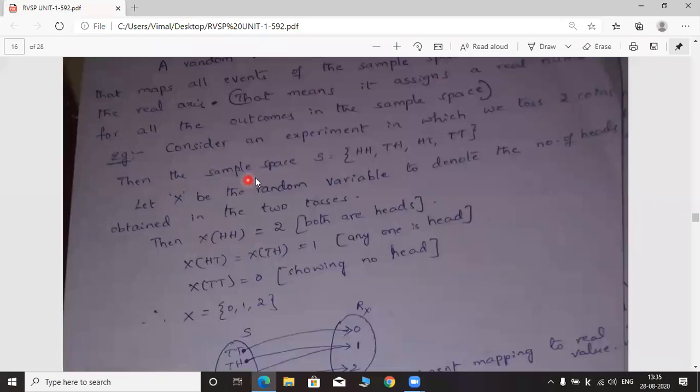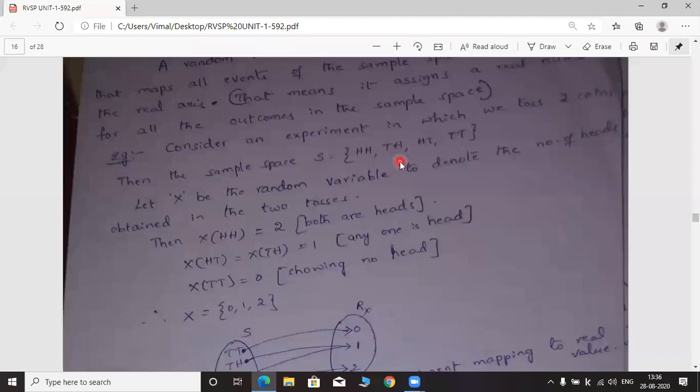Now let us define the sample space. Sample space can be represented with the capital letter S, which is equal to the set HH, TH, HT, TT. What do H and T indicate? H means head, T means tail. So after tossing two coins, you may get both heads, heads may appear on both coins. That is the first possible outcome.